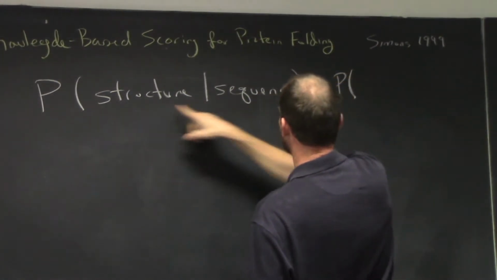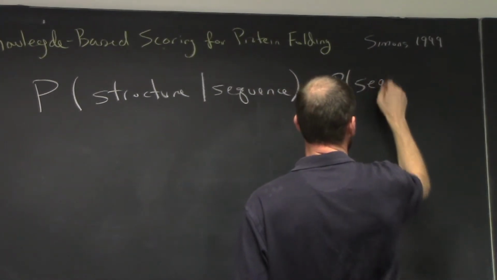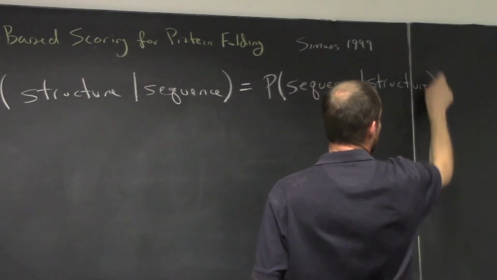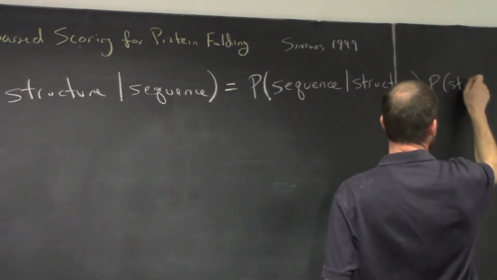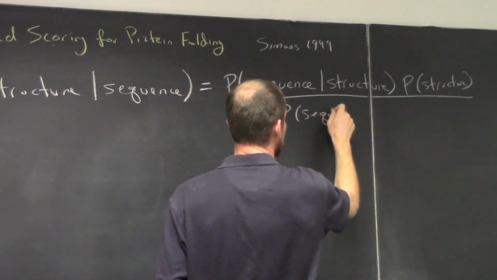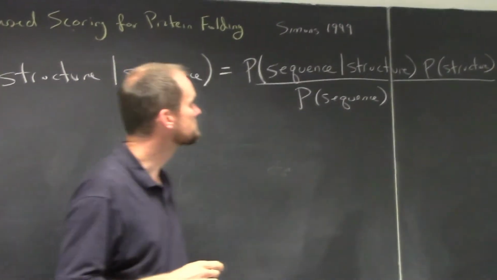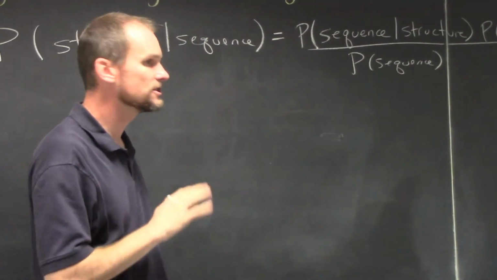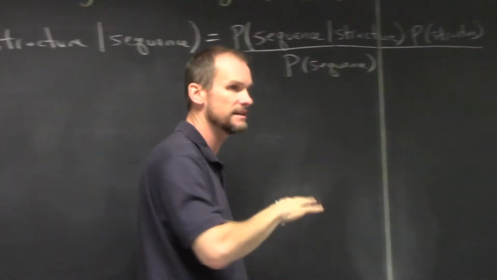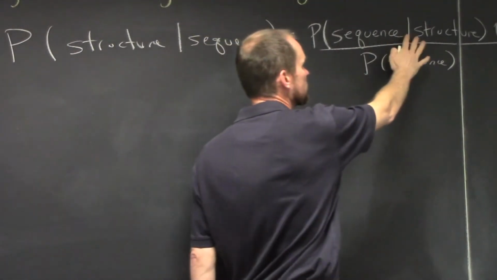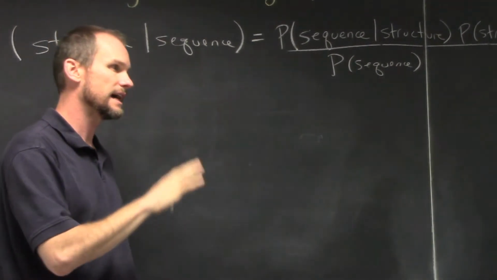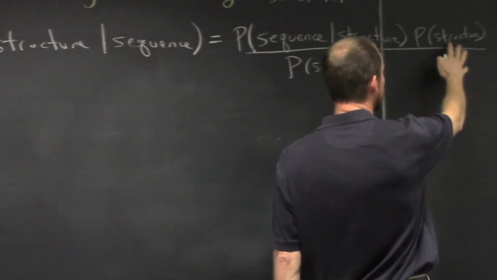We can take the probability of structure given sequence and change it to the probability of sequence given structure times the probability of structure divided by the probability of the sequence. And these terms are nice because they separate out, in the first term, things that are dependent on the sequence, the probability of a sequence given the structure, and second, things that are not dependent on the sequence, the probability of the structure alone.